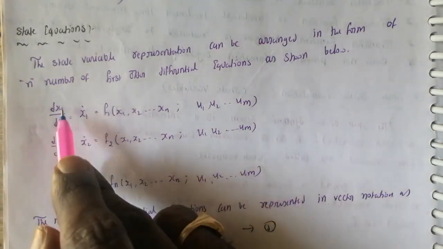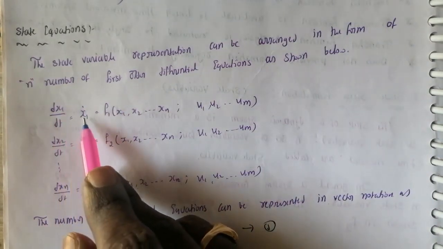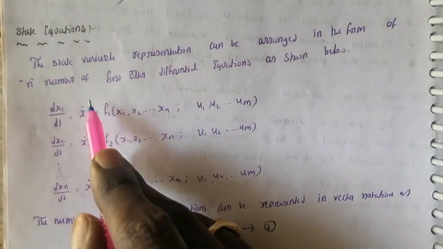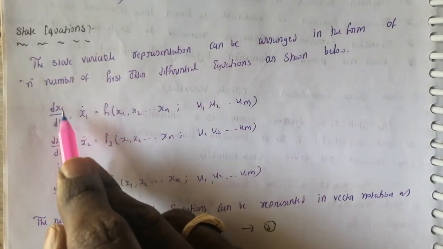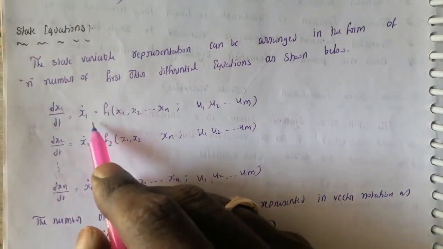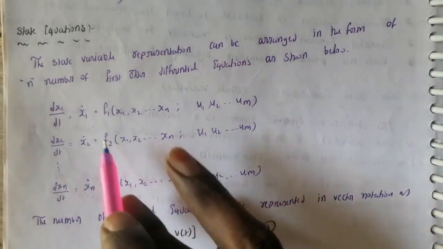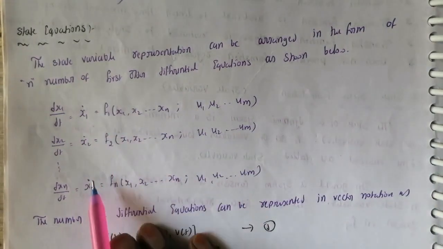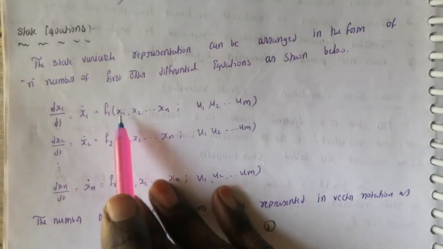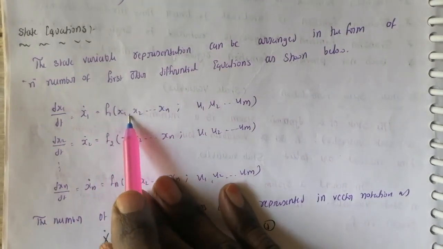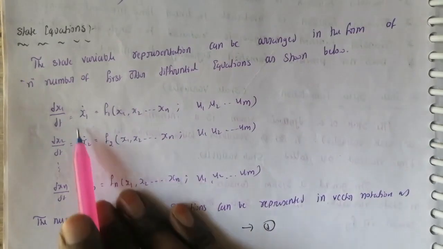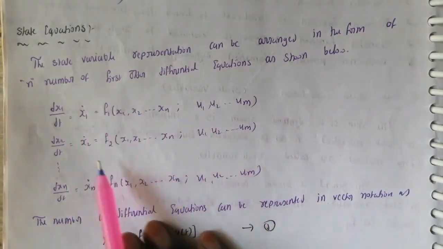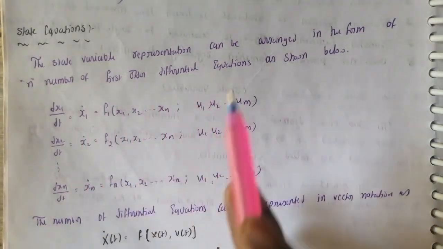If it is d square x1 by dt square, then you can assume x1 double dot, x1 triple dot means d cubed. So based on the order of the differential equation, you can apply the power of the dot. So here x1 dot, x2 dot, and so on up to xn dot. This is the state equation, and it is a function of state variables and inputs. So we can examine every stage and every state of the control system.